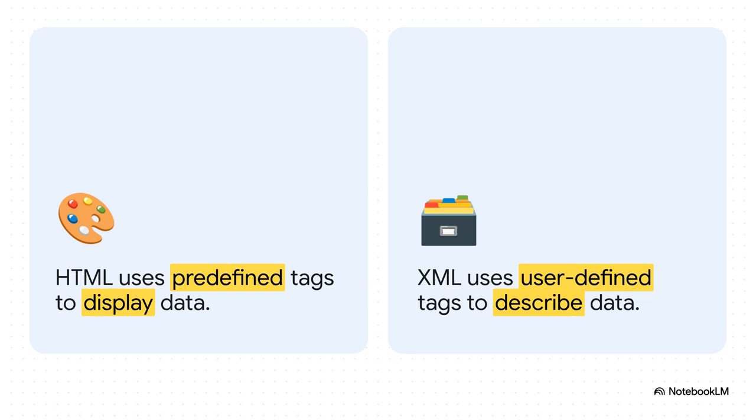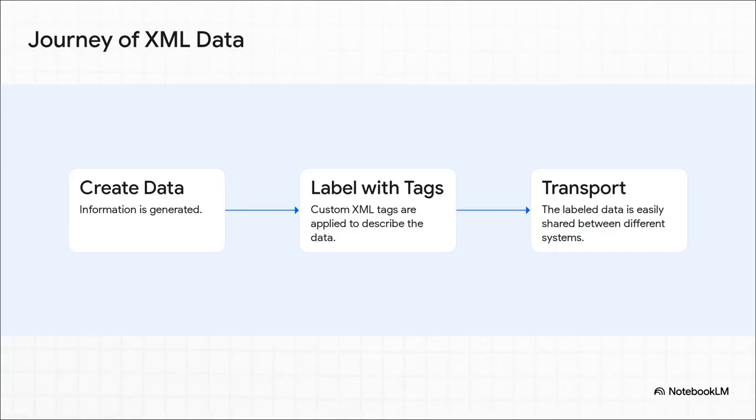HTML uses a fixed set of tags to show information to us, to human eyeballs. XML lets you make up your own tags to describe information for computers. One is all about presentation, the other is all about portability. You can think of it like this.